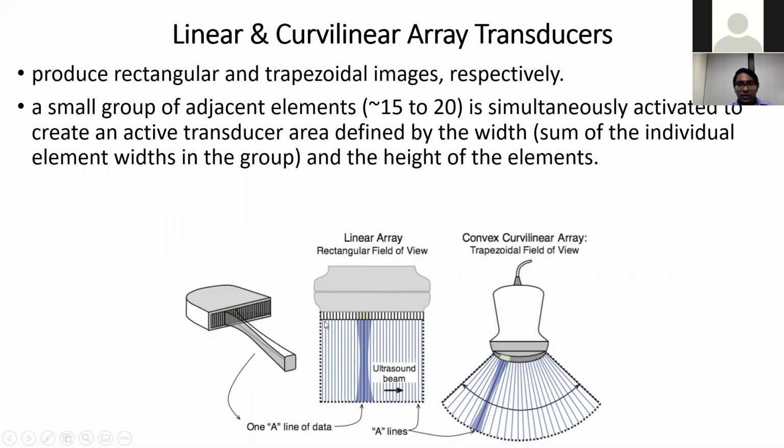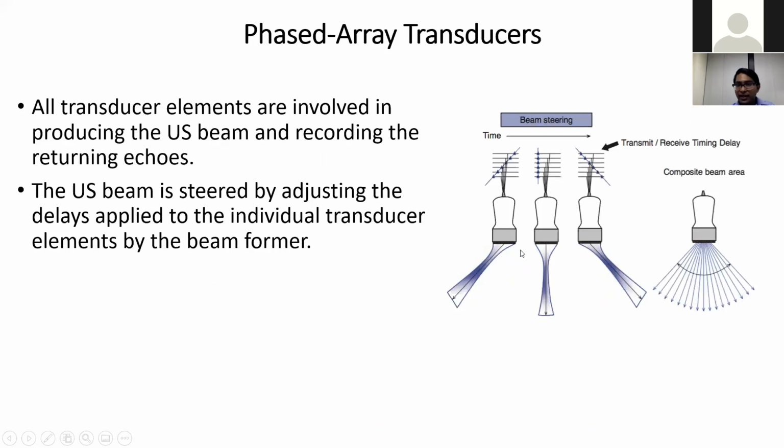And these blue lines show you one A line of data. And if you combine multiple A lines, it creates a B mode image. So that's the basic concept of linear, curvilinear, and phased array. And a phased array, as I mentioned earlier, is used for steering. And you can see how it's steered.